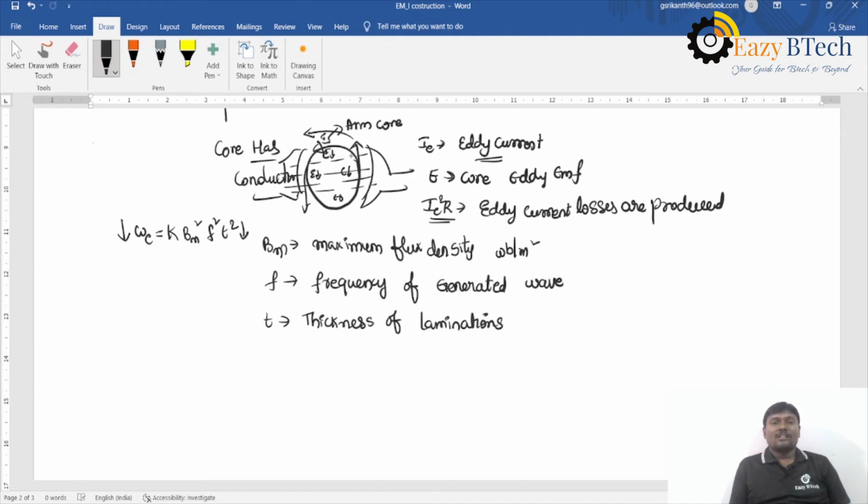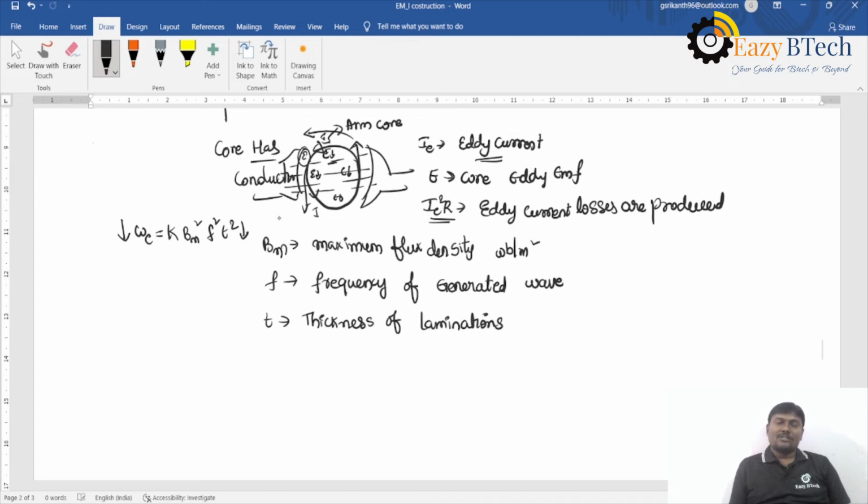Once again, the EMF which is induced in a winding is a useful one. The EMF which is induced in an armature core is a useless thing. Due to the alternating nature of the induced EMF, a current is induced in the core because of the cutting action, and that current is called the eddy current.